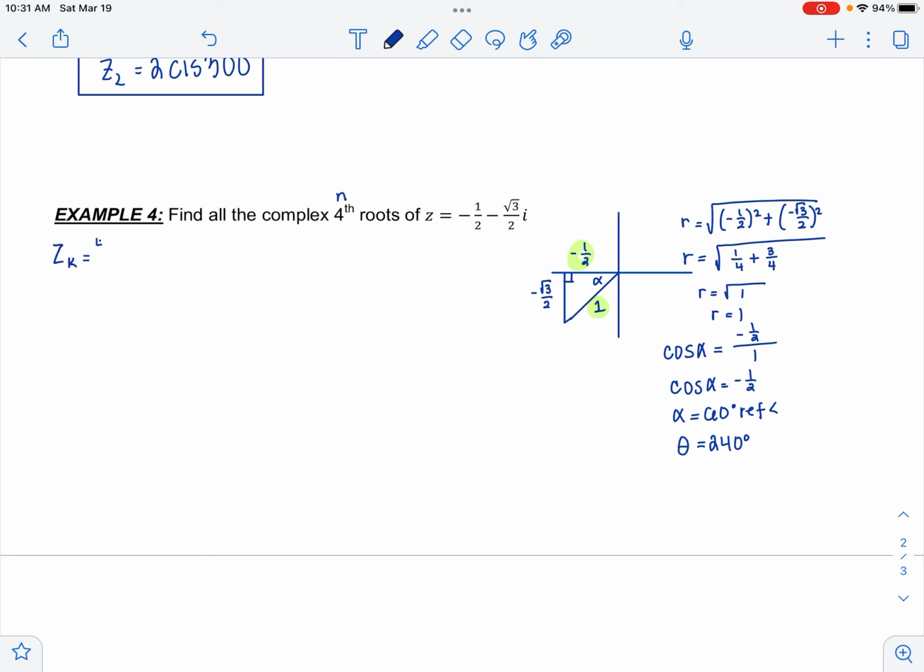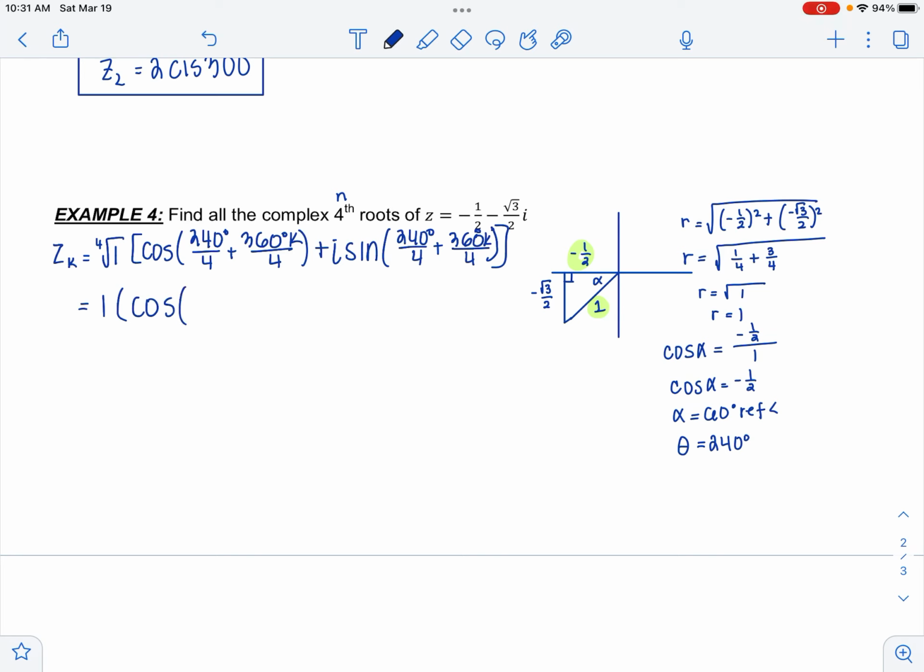So we're going to do z sub k is equal to, we're doing the fourth root of r, which is 1, cosine of angle 240 divided by n, which is 4, plus 360k divided by n, which is 4, plus I sine of, the same thing, 240 divided by 4, plus 360k divided by 4. All right, simplify those fractions and simplify the fourth root of 1. Fourth root of 1 is what number multiplies by itself 4 times to give you 1, and that is 1. So we're just going to write it as 1.